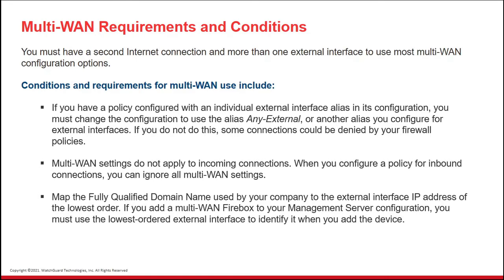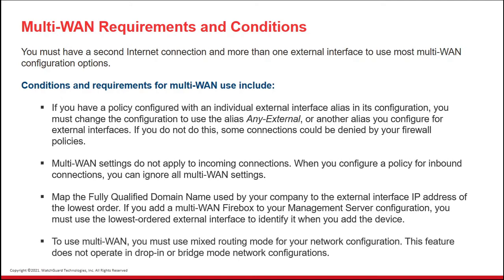Another thing here is to map the fully qualified domain name used by the company to the external interface IP address of the lowest order. This configuration is related if you're using the management server, the WSM management server. Sometimes you have an issue when you do multi-WAN, especially if you have a fully qualified domain name. Always try to tie it to the lowest order external interface, so that it can identify this device properly. The last thing here is that to use multi-WAN, you must use a mixed routing mode, all right? Because we have other modes that the firewall can work in. If you have it in a drop-in mode or a bridge mode, then this multi-WAN is not going to work for sure.